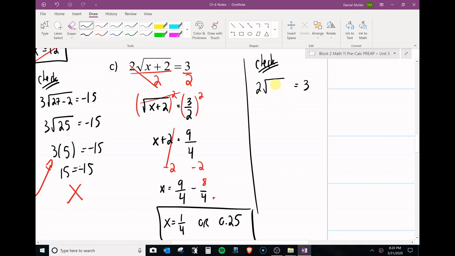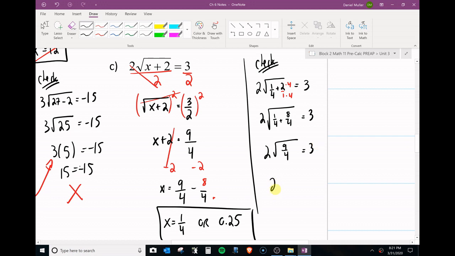But I actually have 0.25, or a quarter. So I've got the square root of a quarter plus 2. Now this 2 is over 1, so we do the exact same thing we did last time. Times it by 4, times it by 4. So we have the square root of 1 quarter plus 8 quarters is equal to 3. And we can add those fractions to get the square root of 9 quarters is equal to 3.